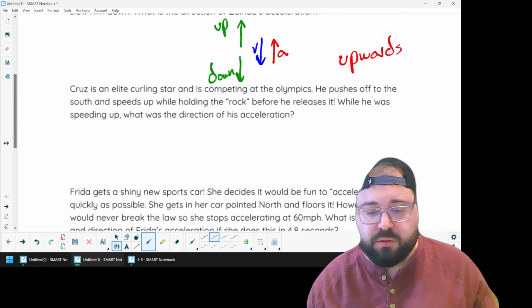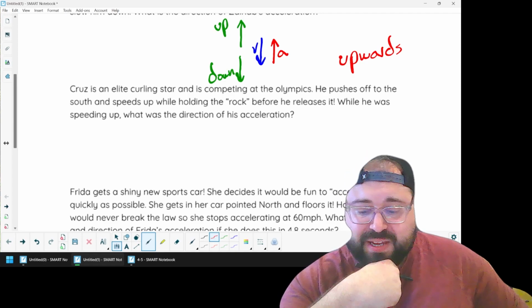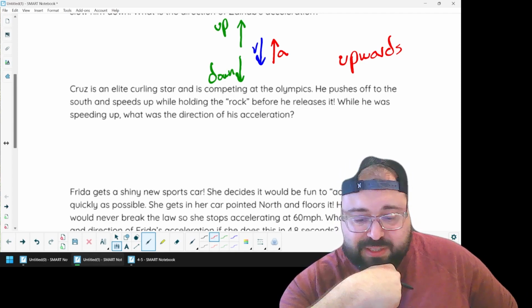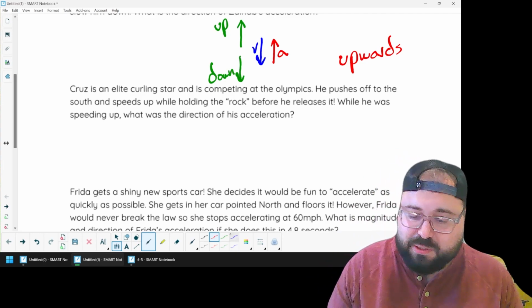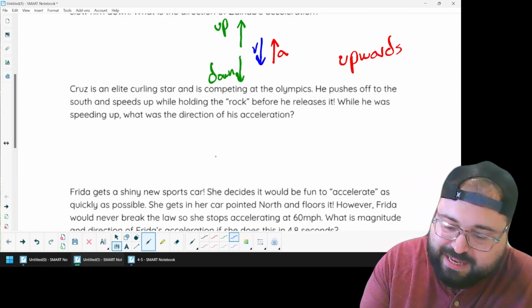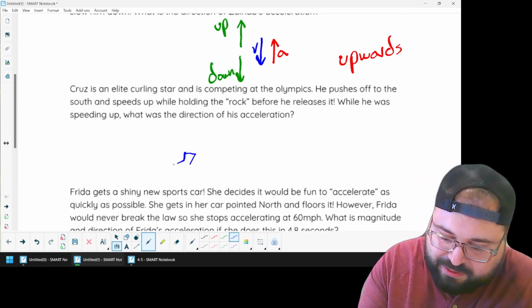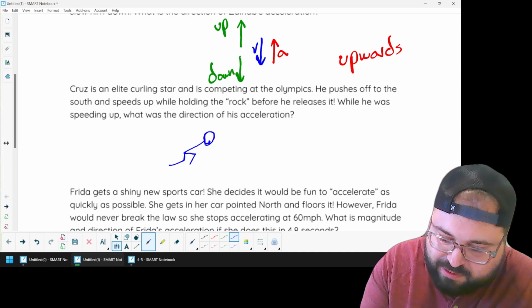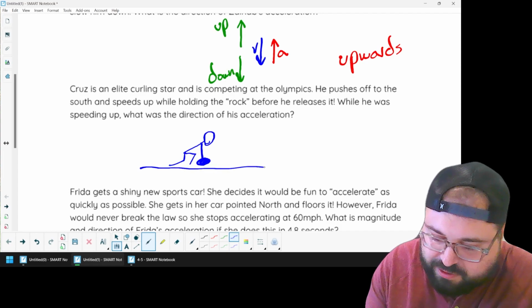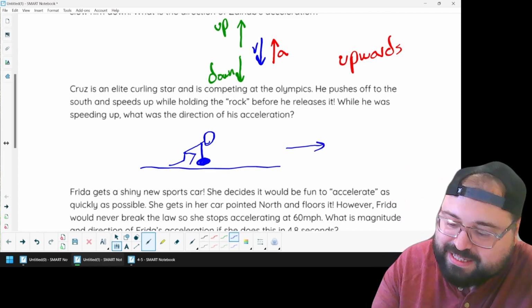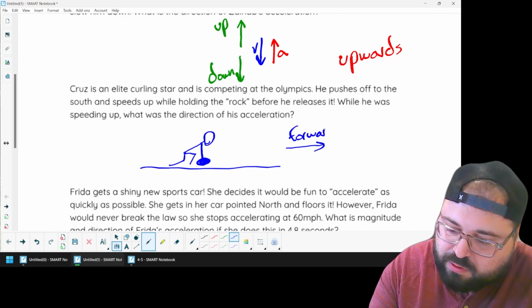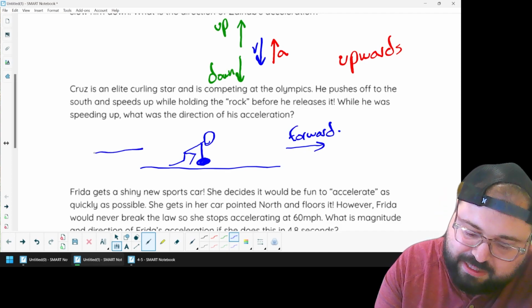Next one. Cruz is an elite curling star and is competing at the Olympics. He pushes off to the south and speeds up while holding the rock. While he was speeding up, what was the direction of his acceleration? Okay, so let's say here's a person. Let's get a little stick figure action going, right? A little curler. Yeah, it's a top tier drawing. All right, so this person pushes off. So we're going to say this is forward, and this is backwards.